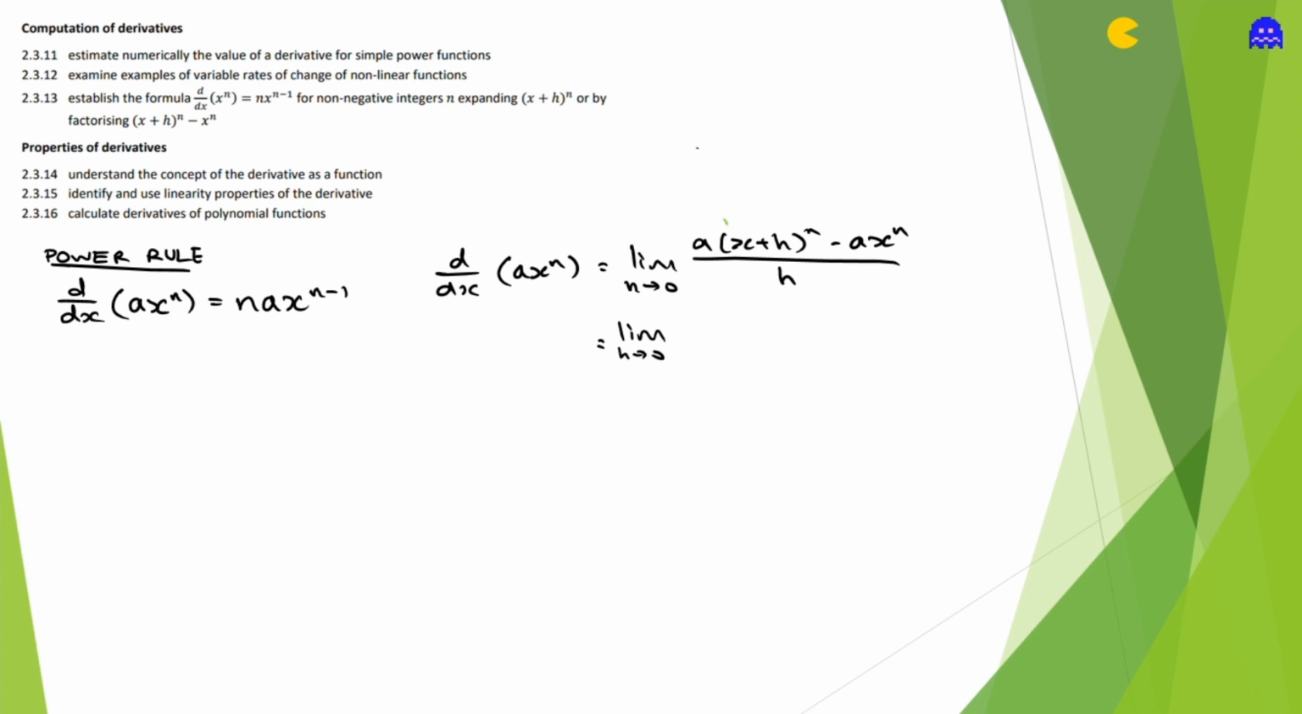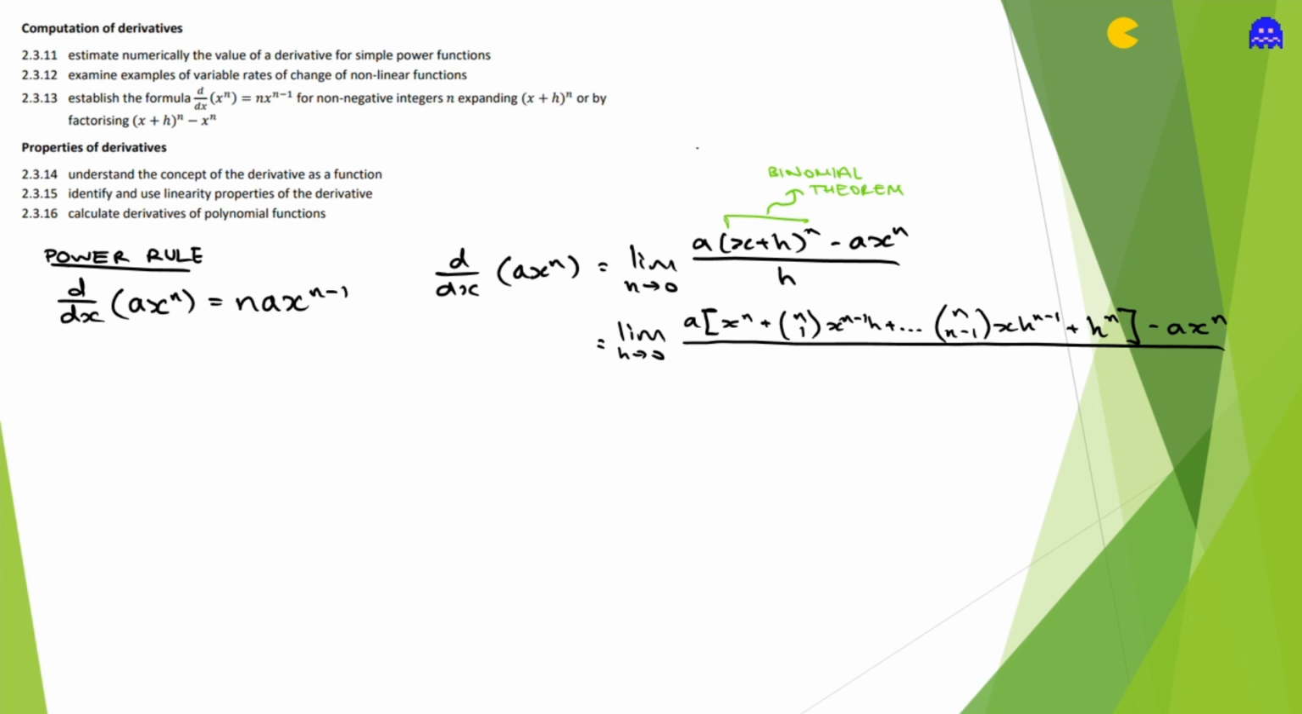We know that this function here can be expanded according to the binomial theorem. That's something we learned earlier. And it can only be expanded according to the binomial theorem if it's a non-negative integer. That's why this proof only works for non-negative integers. So if we expand that out, we get a x to the n plus n choose 1, x to the n minus 1 h plus so on and so forth, n choose n minus 1, x h to the n minus 1 plus h to the n, take a x to the n, all over h. Okay?